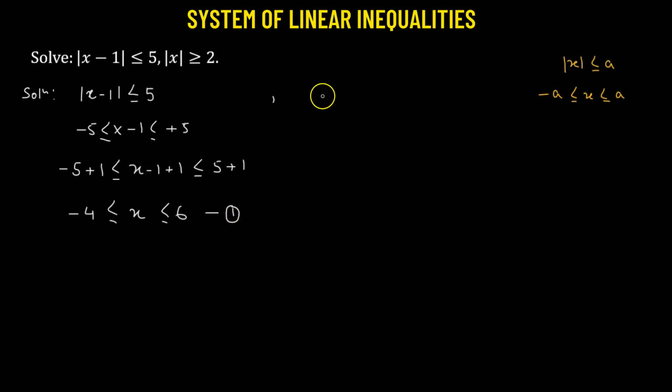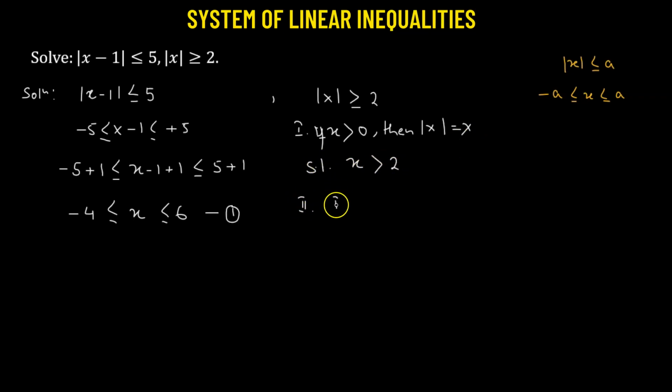In the second linear inequality, we have absolute value of x is greater than or equal to 2. So here we can have two cases. The case number 1 being when x is a positive number. If x is a positive number, then we can say that absolute value of x will be equal to x, such that the inequality will now become x greater than or equal to 2. And in case number 2, if x is a negative number, then in that case, absolute value of x will be equal to negative x, such that negative x becomes greater than or equal to 2.